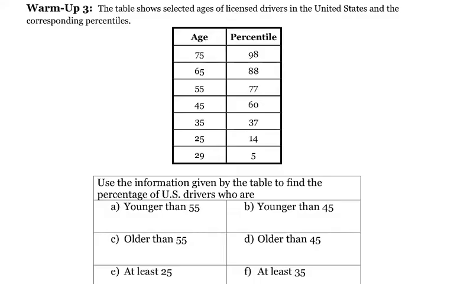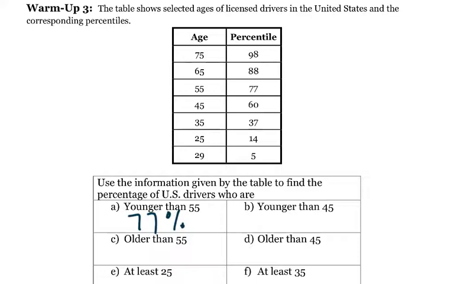Let's look at an example using percentiles. We have a table that shows selected ages of licensed drivers in the United States and the corresponding percentiles. So that's all included in this chart. We're going to use the information given by the table to find the percentage of U.S. drivers who are younger than 55. So remember, the percentile tells you at or below. So that's going to be 77%.